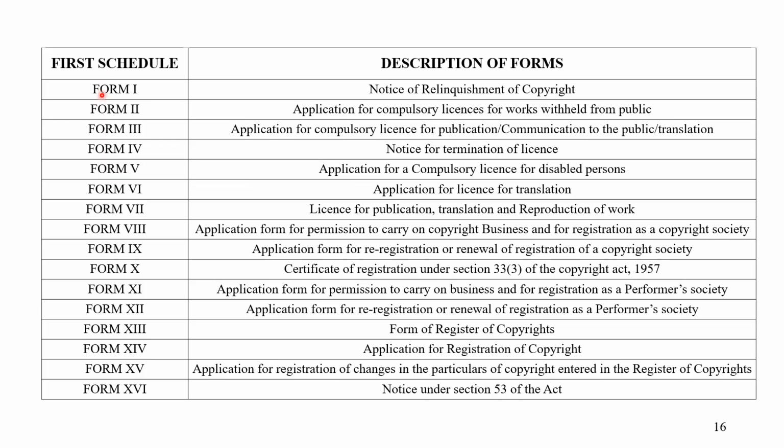The present slide shows the first schedule of Copyright Act 1957, the number of forms and the description of forms. Herewith we can see form number 14 for application for registration of copyright, form number 15 application for registration of changes in the particulars of copyright entered in the Register of Copyrights.